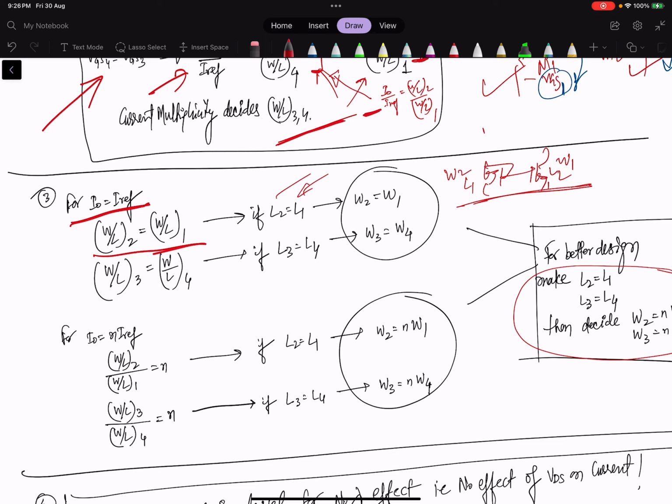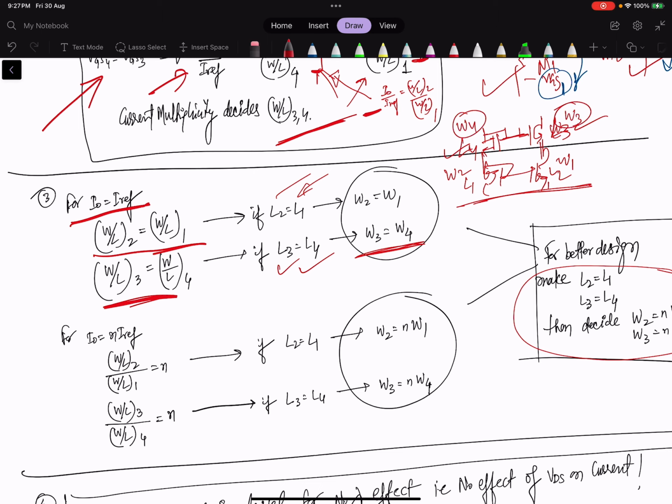Okay, similarly for the Cascode also, connected here, the L3 and L4, if L3 and L4 are the same, these two lengths are the same, then for the same aspect ratio we have to have both sizes, W3 is equal to W4.